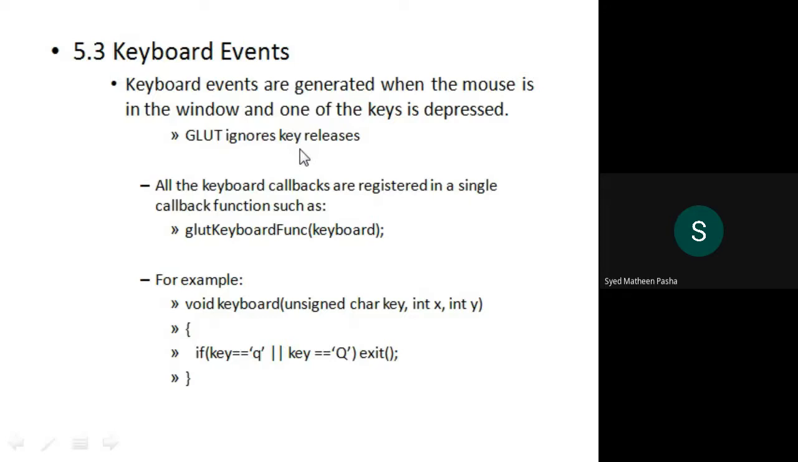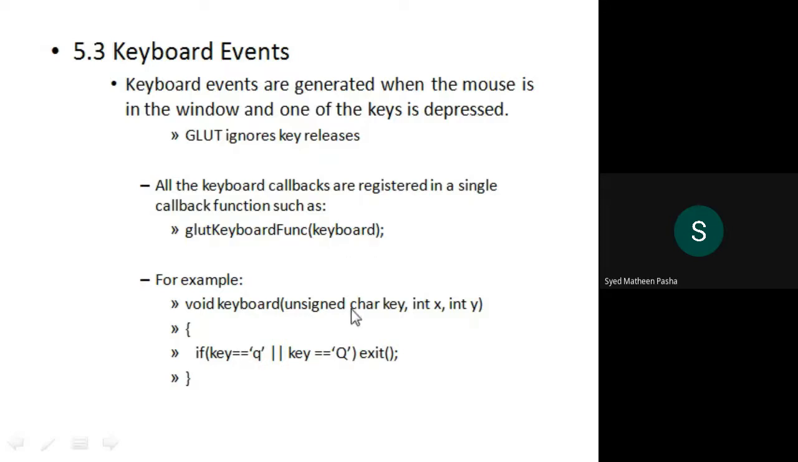Glut ignores key releases. So this is one of the advantages of the glut library, where it basically ignores it if the key is pressed and suddenly released. So that kind of functionality it basically ignores. All the keyboard callbacks are registered in a single callback function called glutKeyboardFunc, keyboard. Basically, if you want to use keyboard events and call keyboard callback functions, you have to use this particular function called glutKeyboardFunc by giving the parameter as keyboard.